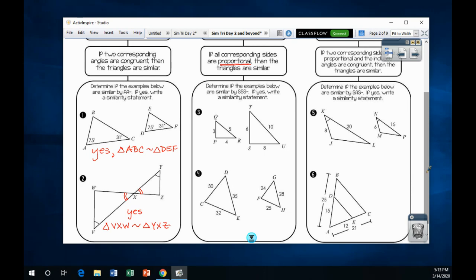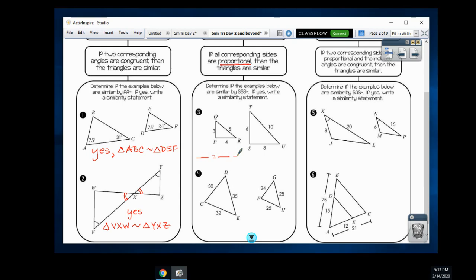All right, so we got two triangles right here. So let's see if we can come up with some proportional sides and see if they are equal to each other.